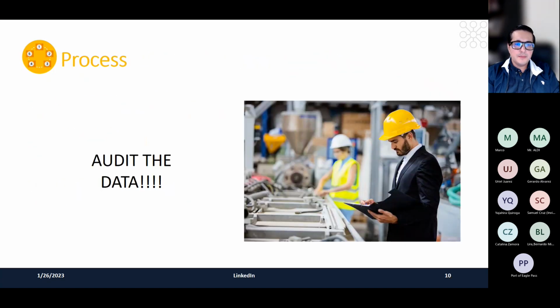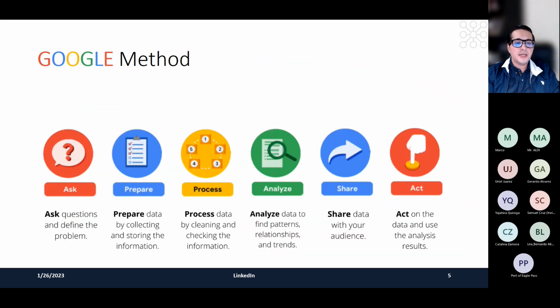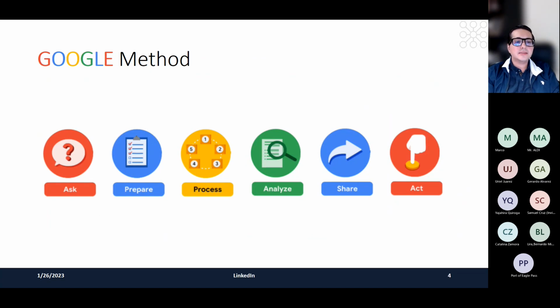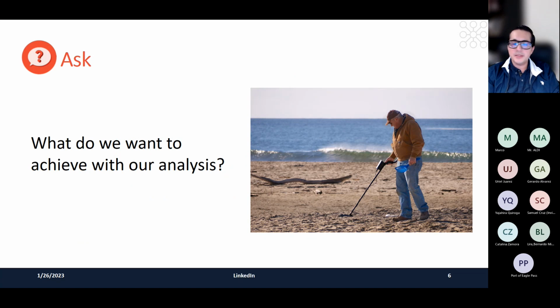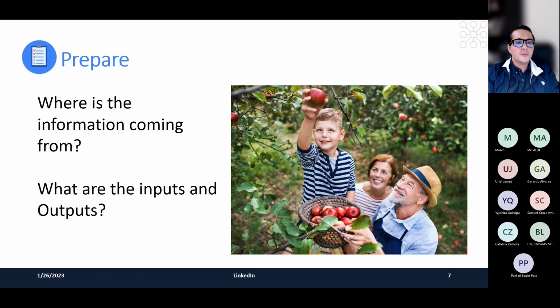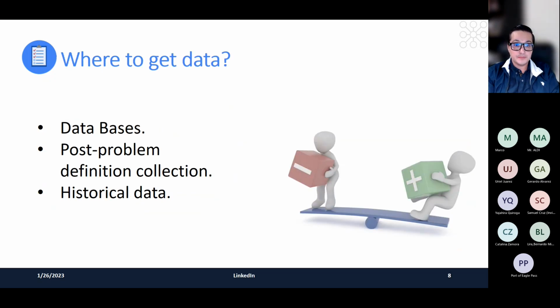So let's sum up what we saw today. The Google method. First of all, we gotta ask. We gotta determine what we're doing and why we're doing it. Prepare. We have to know where the information we're going to analyze is coming from, or if we're going to collect it, and what are the inputs and the outputs to the process.